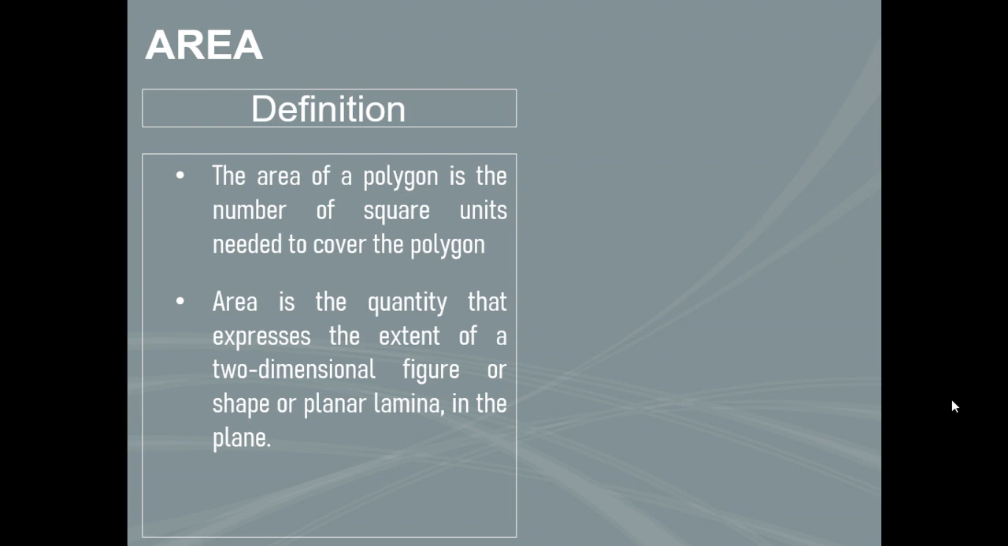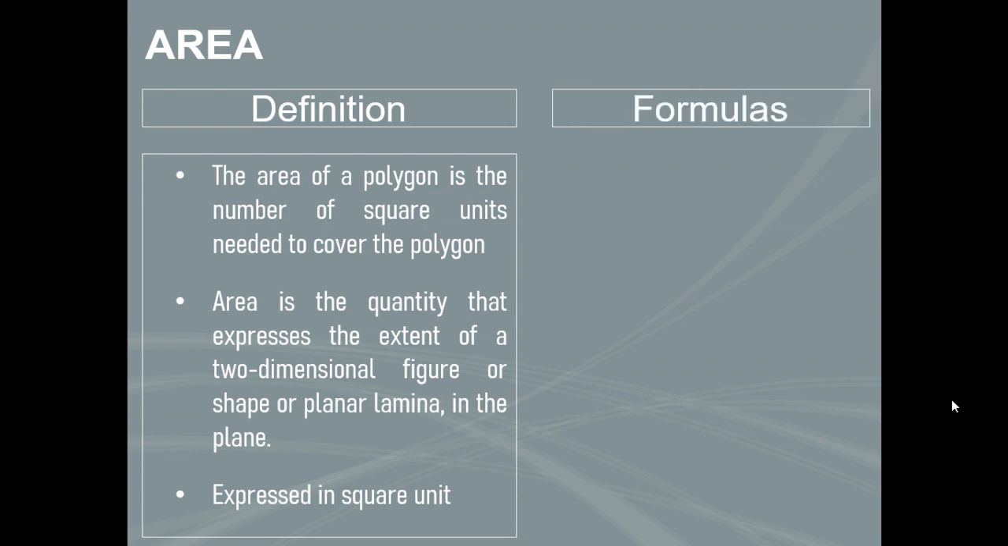So when we get the area of a certain surface, it only talks about a two-dimensional figure. So we only have two dimensions or parts of the figure which we measure. Then all the units that we get as a result in getting the area of a certain surface are expressed in square unit or unit squared. So I will explain later. So the formulas for area are the following.